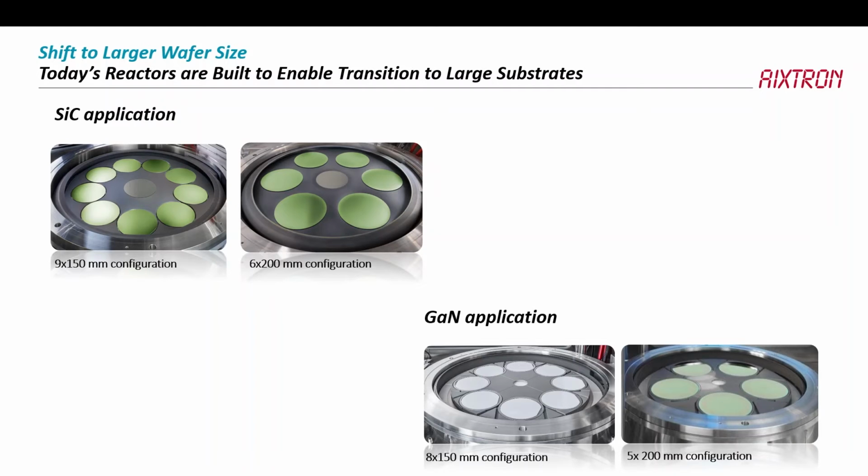Typically 150 millimeter diameter. This is silicon carbide. 9 times 150 and 6 times 200. I will show some growth results on 200 millimeter silicon carbide compared to 150 millimeter silicon carbide later on, as well as gallium nitride also moving to 200 millimeters because the silicon wafers are readily available.